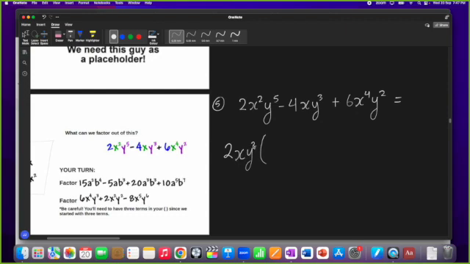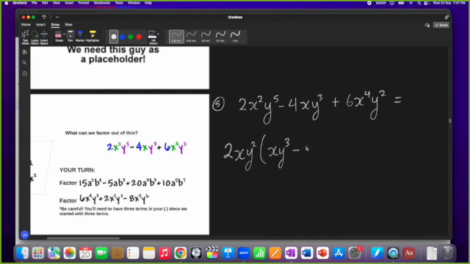2xy cubed multiplied by x, no, 2xy squared, all right? So I have the 2 here, so I don't need to put nothing here. The x times the x will give me x squared. Y squared times y cubed will give me y to the 5th. I have my minus here.